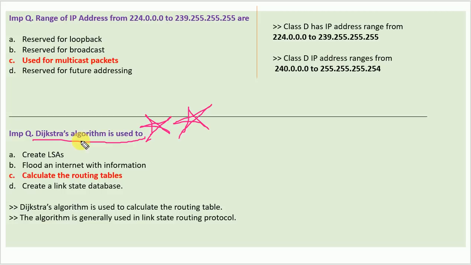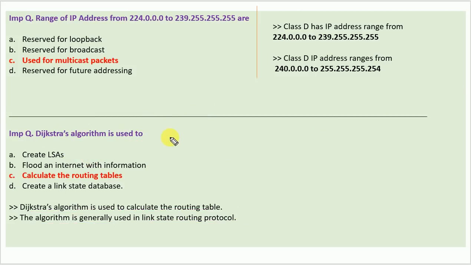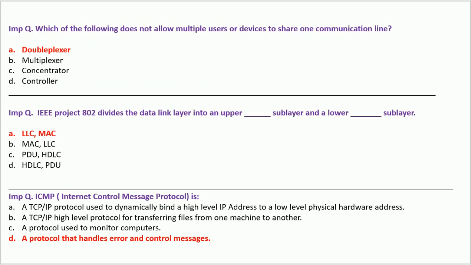Dijkstra's algorithm is used to create LSAs, flood an internet with information, calculate the routing table, or create a link state database. This question has been asked 2 times, so you have to remember it. This is used for calculating the routing table. So Dijkstra's algorithm is used to calculate the routing table. The algorithm is generally used in link state routing protocols. These two important points you have to remember related to Dijkstra's algorithm. This is also a very important question. Now let's move to the next question.